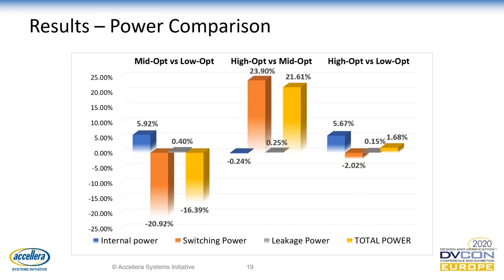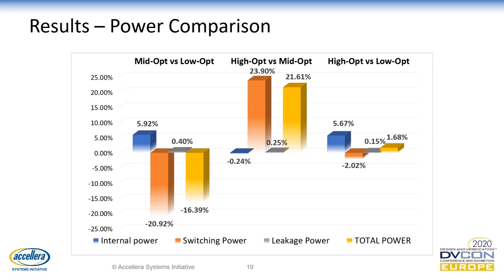Regarding the power consumption instead, what we can see here is the fact that if we compare the mid-opt versus the low-opt, the switching power decreased a lot, it is 20% less. This is because, of course, on the clock tree path, all the clocks now are synchronous to each other, while in the low-optimized, the clocks are all async.